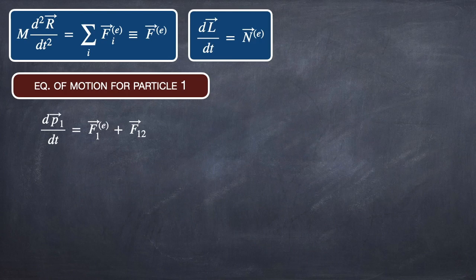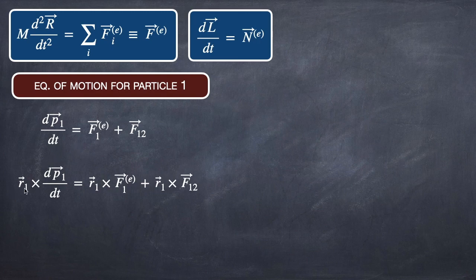Okay, so what about the strong law of action and reaction? The equation of motion for particle 1 is the time derivative of the momentum being equal to the forces exerted on particle 1, the external force and the internal force. If we multiply this equation by R1 in a cross product, we have R1 cross the time derivative of the momentum equals R1 cross F1 external, plus R1 cross F12.